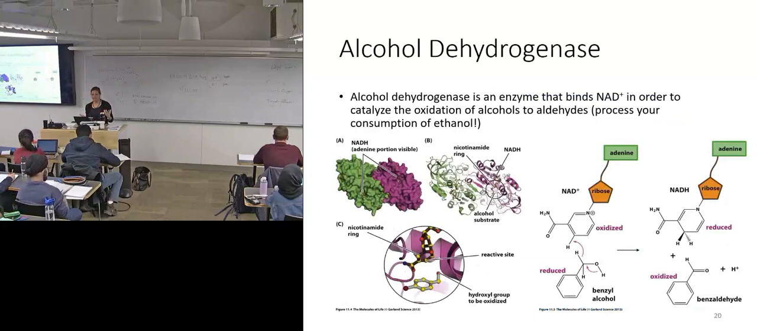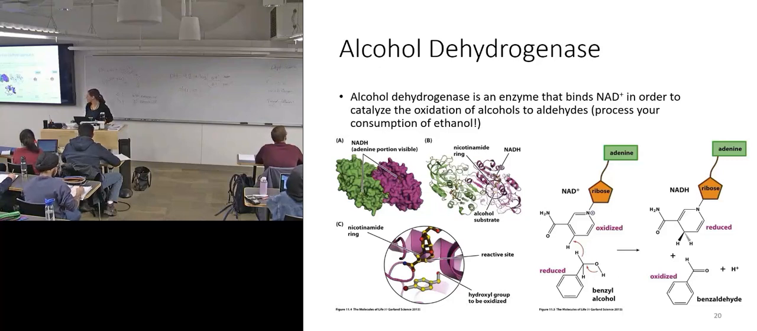So one example of an enzyme that binds NAD for the purpose of oxidizing some other substrate is alcohol dehydrogenase. Okay? So it's an enzyme that will bind NAD in order to catalyze the oxidation of alcohols to aldehydes. So this is the process in your body when you consume ethanol. Not that any of you do, but if you did, this is what would happen.